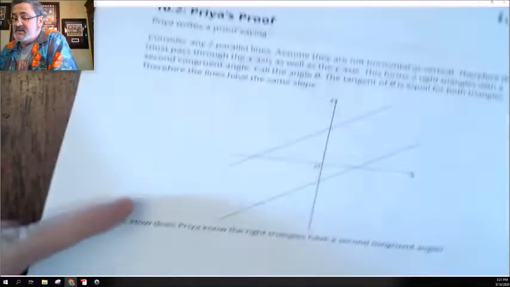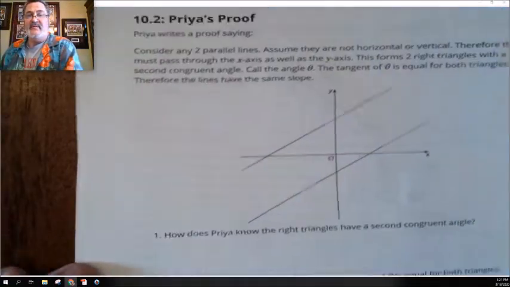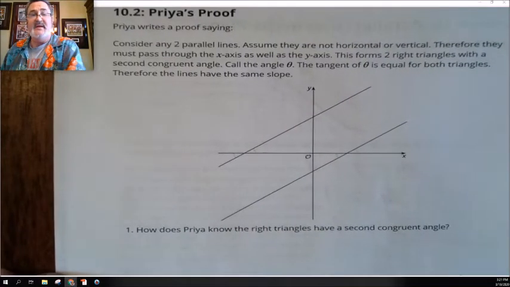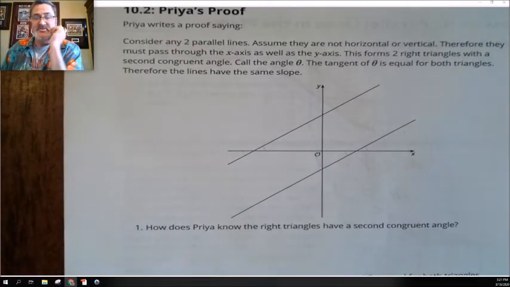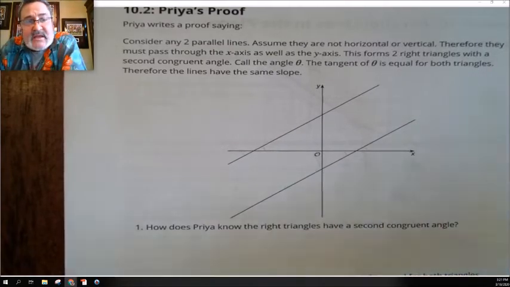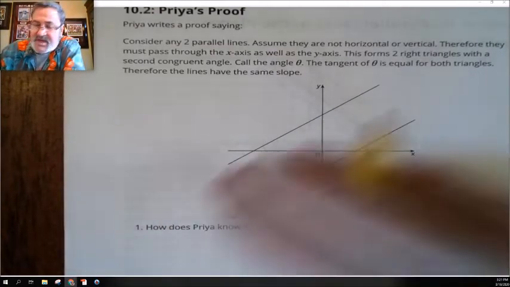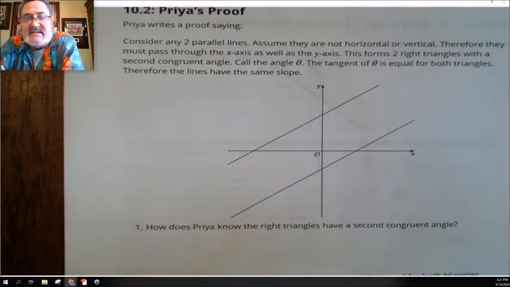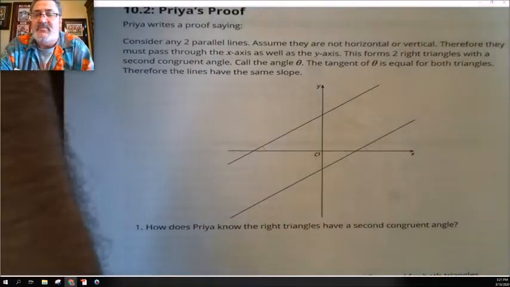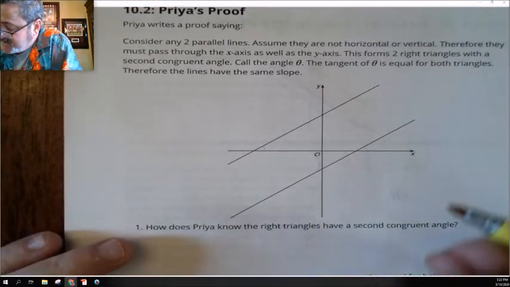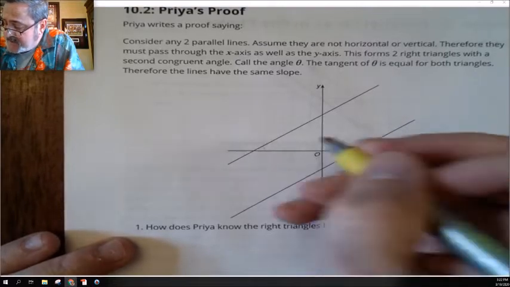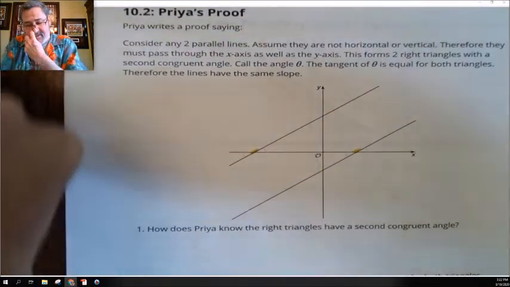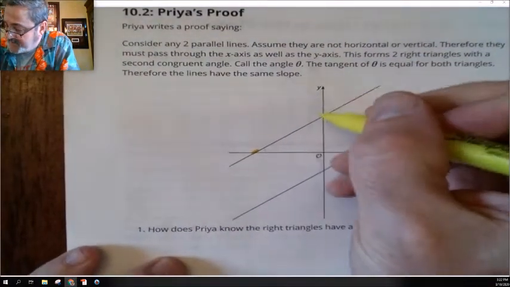Here's our next thing we're looking at. Okay, so Priya is joining us again today. She wrote this proof. She says, all right, let's consider any 2 parallel lines. We have this nice illustration to show us. Let's assume they're not horizontal lines, they're not vertical lines. So these are diagonal. Therefore, they must pass through the x-axis as well as the y-axis. That's true. So both of these lines at some point pass through this x-axis right here. And keep in mind that when that happens, it may be off of the graph, but in this case, it's on the graph.